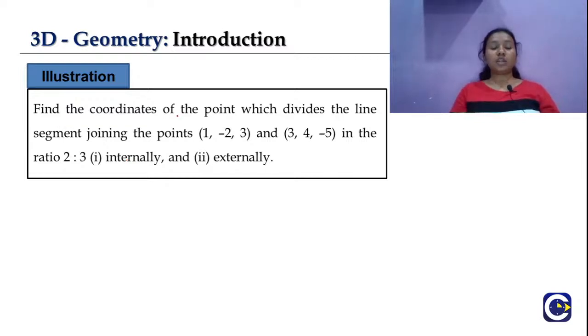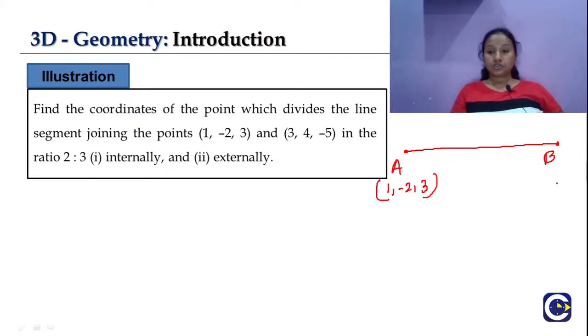So here, find the coordinates of the point which divides the line segment joining the 2 points. Let's take these 2 points as A and B with coordinates (1, -2, 3) and (3, 4, -5). A point is dividing them, so let the point be P, dividing in the ratio 2 is to 3.